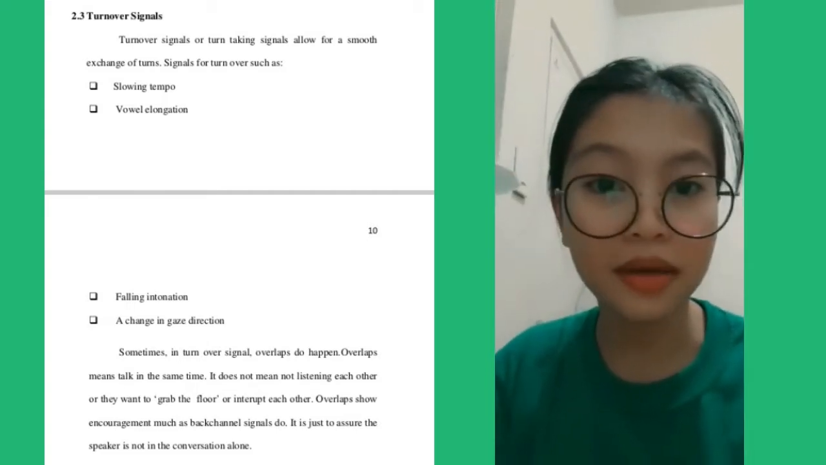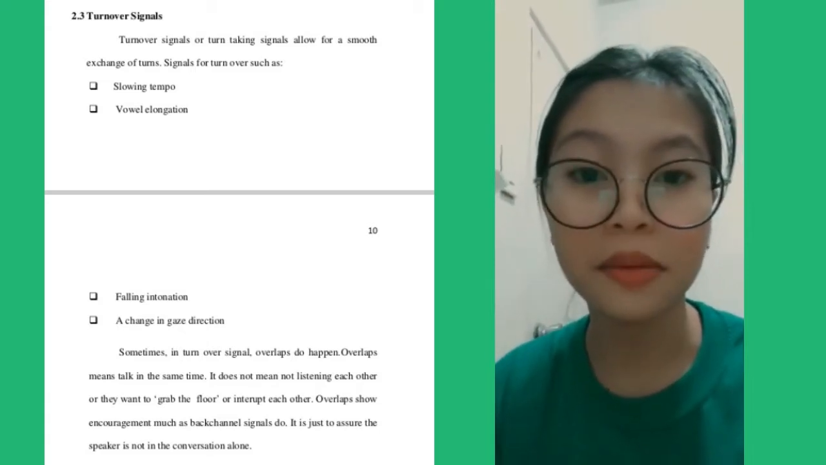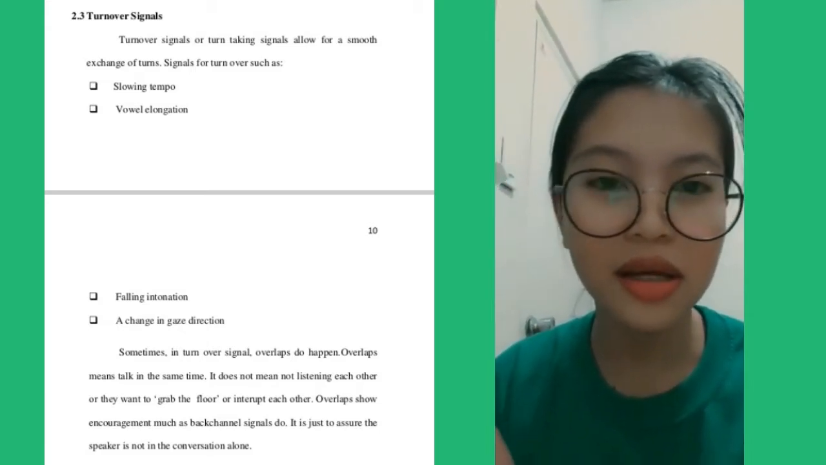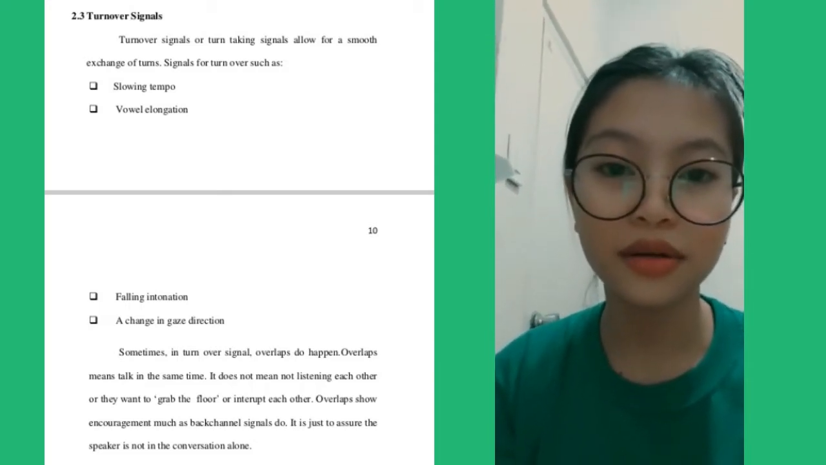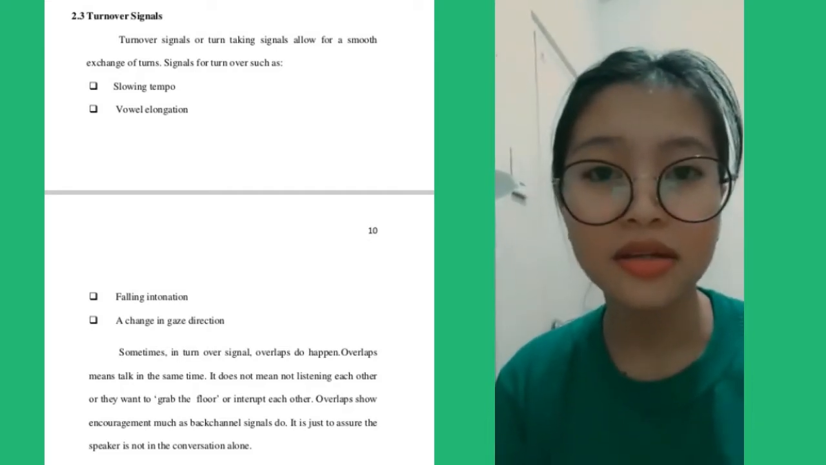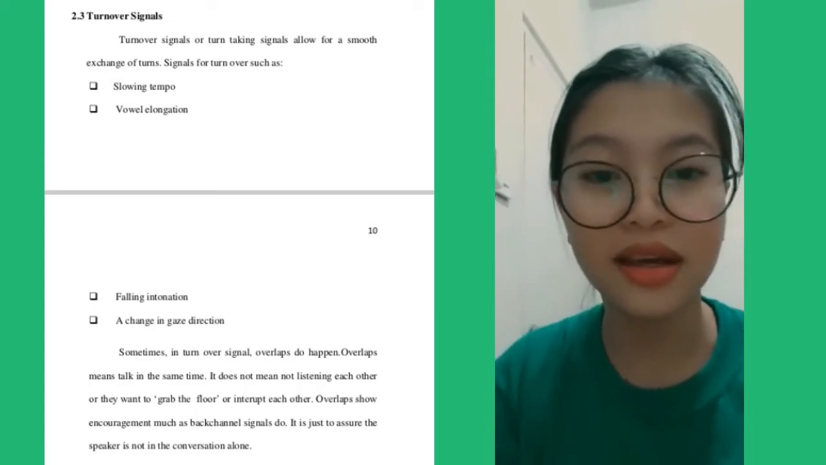So sometimes in turnover signals, overlapping happens. Though it is not intended, or it didn't happen because one wants to steal the spotlight or cut the other off. That sometimes happens because sometimes the question that you ask, they both know the answer, so that is why it happens.